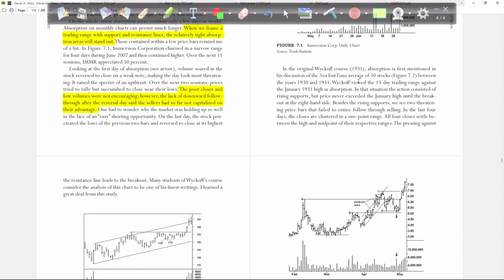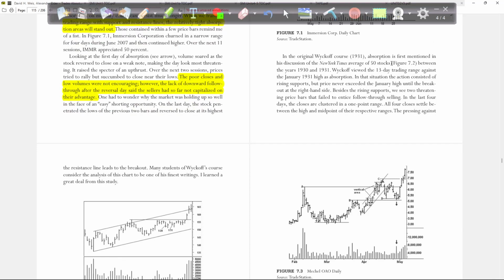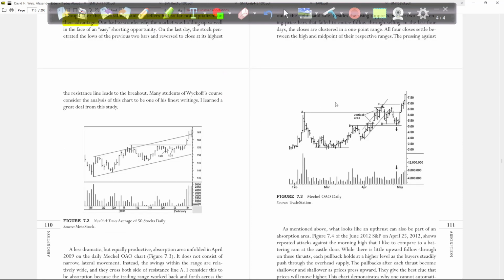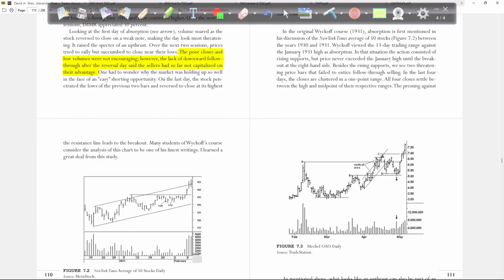In the original Wyckoff course of 1931, absorption is first mentioned in his discussion of the New York Times average of 50 stocks, figure 7.2, between the years 1930 and 1931. Wyckoff viewed the 13-day trading range against the July 1931 high as absorption. In that situation, the action consisted of rising supports, but price never exceeded the January high until the breakout at the right-hand side.